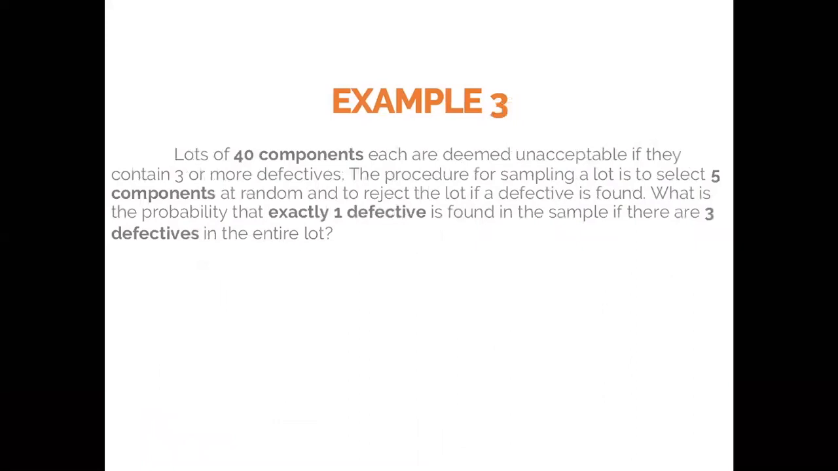Next, sample 3. So, lots of 40 components. Each are deemed unacceptable if they contain 3 or more defectives. The procedure for sampling a lot is to select 5 components at random and to reject the lot if a defective is found. What is the probability that exactly one is defective? One defective is found in the sample if there are 3 defectives in the entire lot.